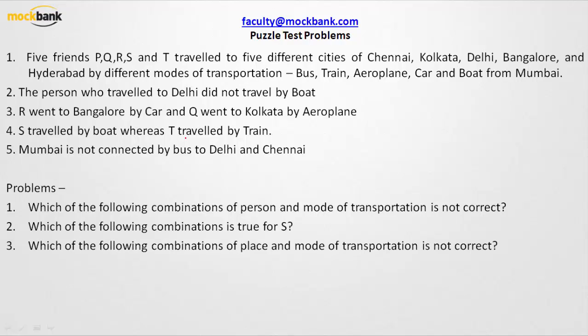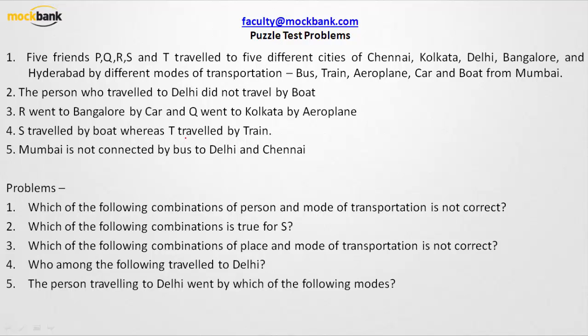Third is: which of the following combinations of place and mode of transportation is not correct? Who among the following traveled to Delhi? And the person who traveled to Delhi went by which mode of transportation? And you will be provided with five options in these problems. But the only thing is, you need to decipher the whole lot of meaning. Once it is done, anything could be answered in a matter of fraction of seconds.